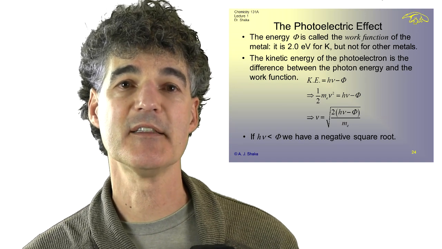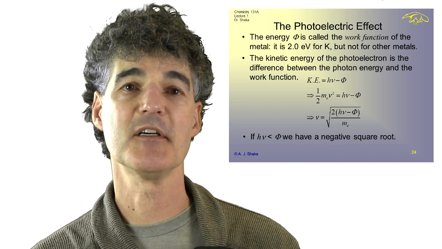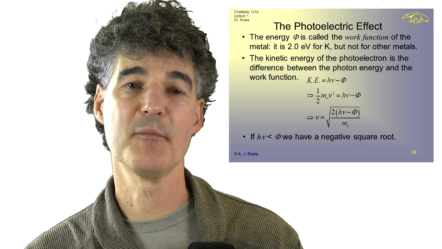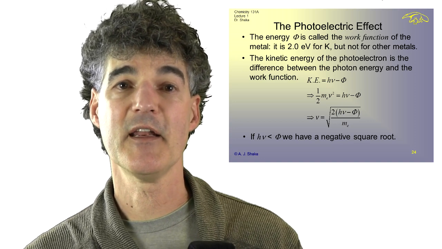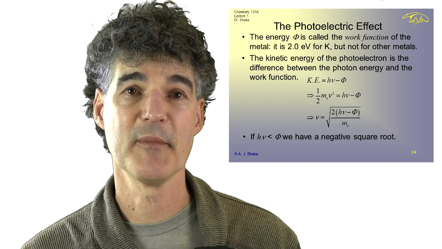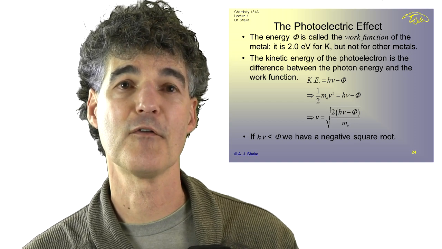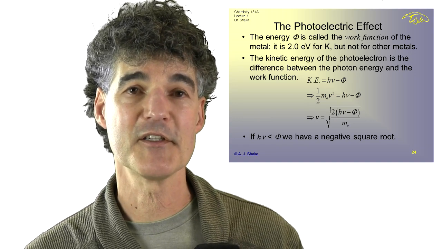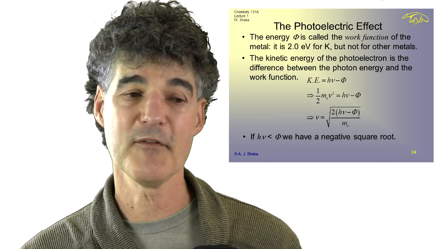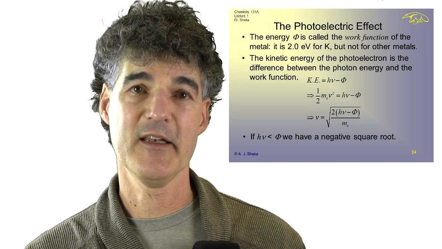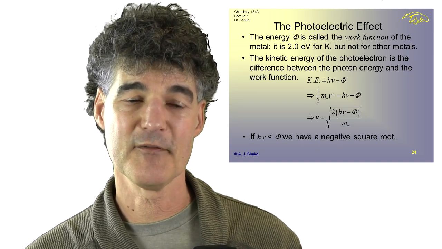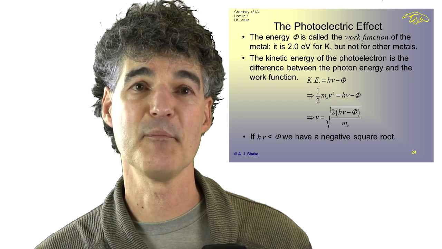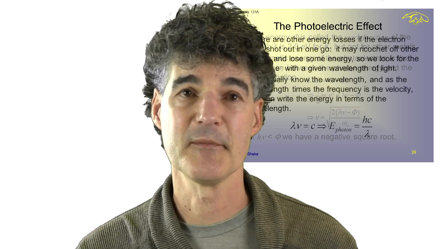And what we can see is that the mathematics here gives us a clue that we might have a problem, because if h nu is not up to the red bar, if it's less than phi, then we get a negative square root, which would give us an imaginary velocity, which is kind of hard for us to interpret. Just because you get an imaginary number from an equation doesn't mean it's wrong. We're going to see plenty of imaginary numbers. But in this case, when we interpret it as a velocity, we'd have to figure out what an imaginary velocity actually meant in terms of what we would see.